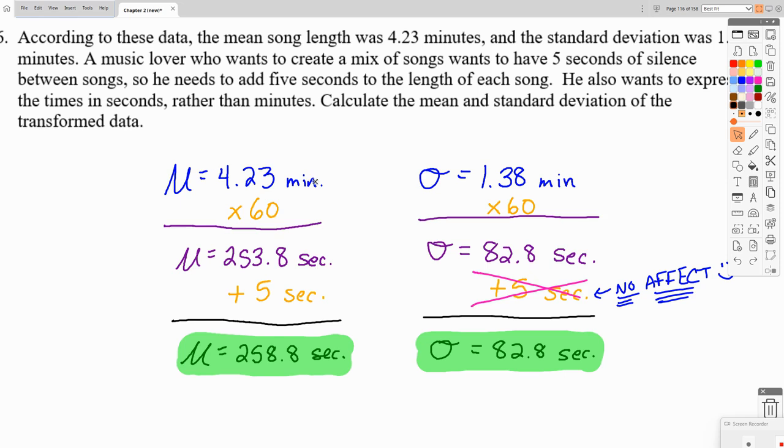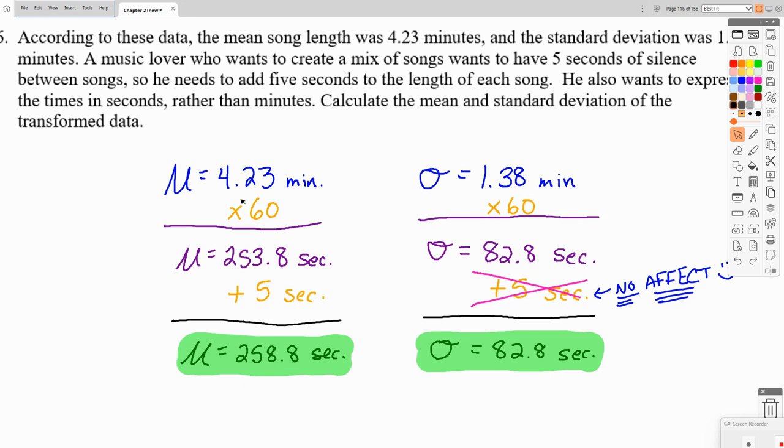So there are 2 things going on in this problem. We have to add 5 seconds to every song, and we need to go from minutes into seconds. Really, you get to decide which order you want to do those 2 things. I decided I'm first going to convert from minutes into seconds, because if you add the 5 seconds on first, the mean and the standard deviation were in minutes. So you would first have to figure out what fraction or decimal of a minute 5 seconds is. That sounds like a pain to do.